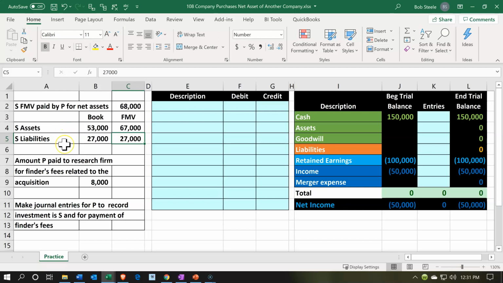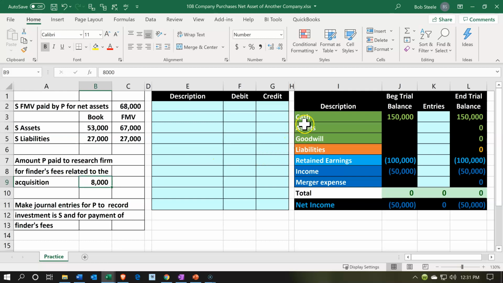So there is an amount paid to a research firm for finder's fees related to the acquisition. We're going to say that $8,000 was also paid for this process to take place, for the finder's fees, so we're going to have to record that as well. We want to make journal entries for P to record the investment in S and for payment of the finder's fee.